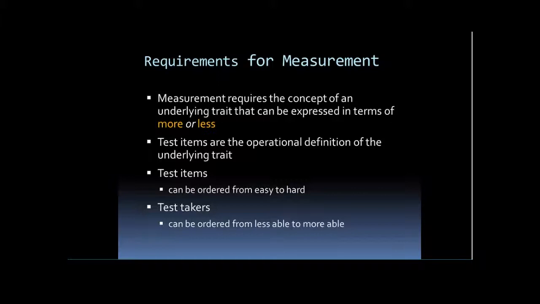A lot of us usually forget this step, and people always want to create an assessment and how do you do the test and what are the questions. And it's always good to go back to the beginning because it actually helps us to understand the complicated components. And we've got to remember that measurement requires the concept of some kind of trait that we can discuss in terms of more or less. If it's not variable, there's no reason to assess it. And test items are the operational definition of the underlying trait.